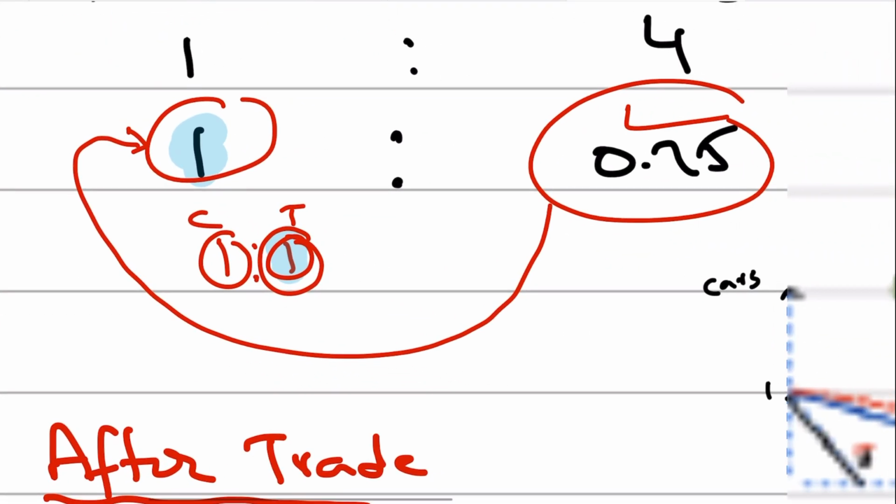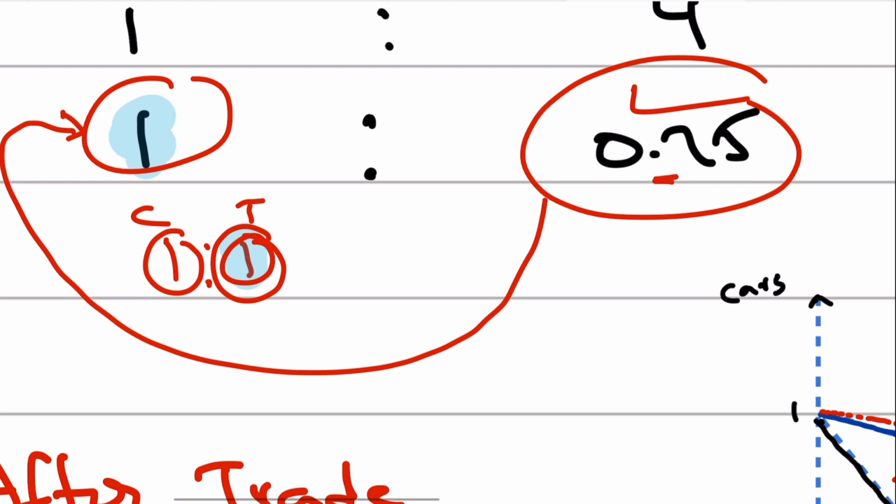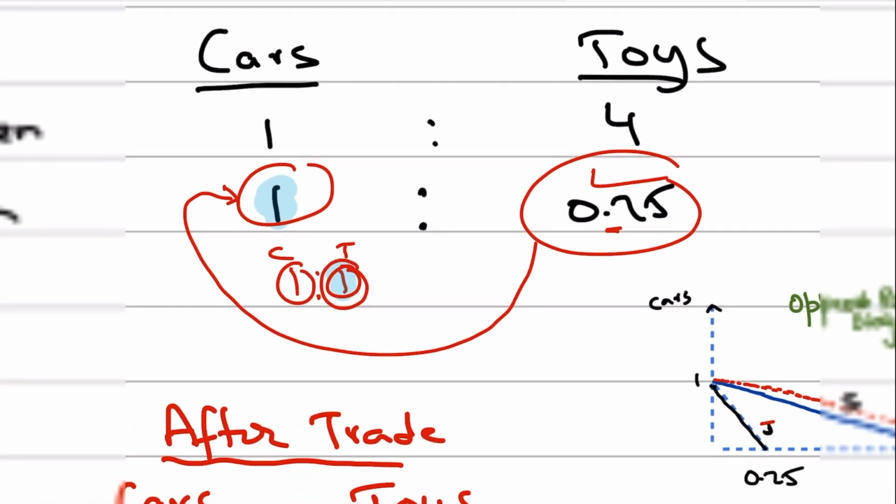Previously, it was only producing 0.25 of a toy, not even half a toy, again sacrificing one entire car. But now it can consume one toy by importing it, by sacrificing the same one car. So isn't Japan better off? Isn't this ratio also good for Japan?